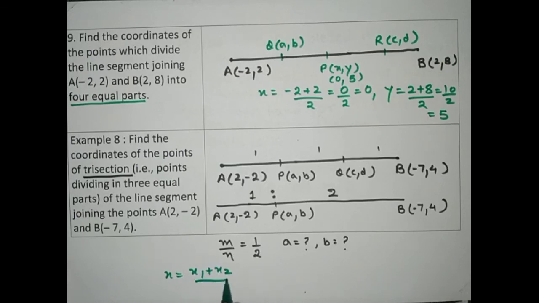So at the end I am going to revise the midpoint formula. It is x is equal to x1 plus x2 over 2 and y is equal to y1 plus y2 over 2. Thank you.